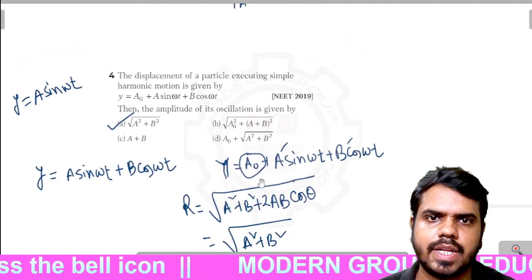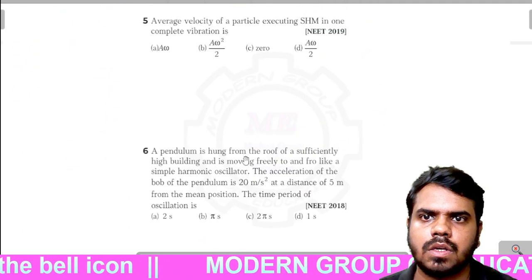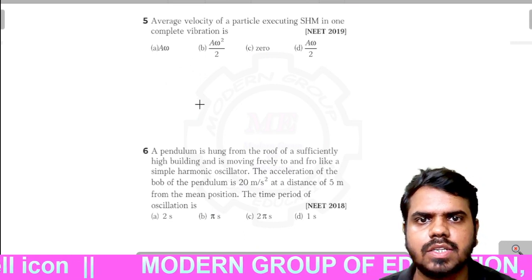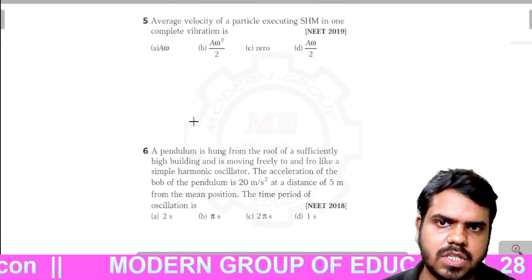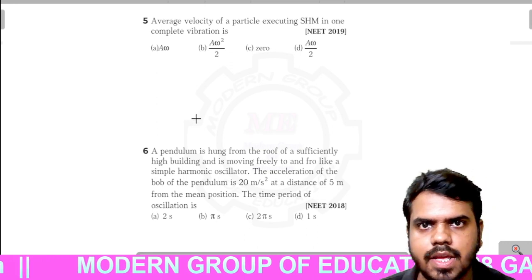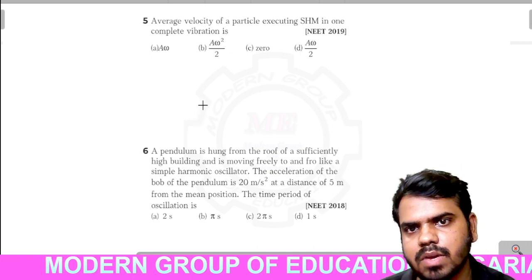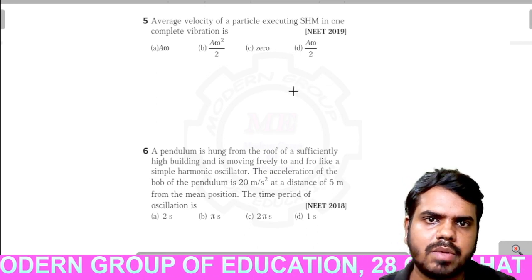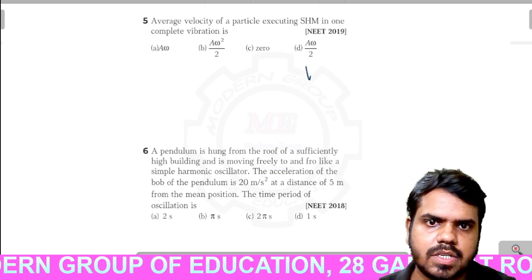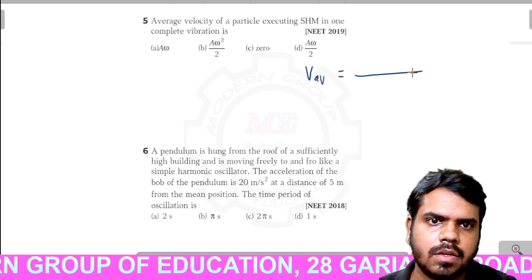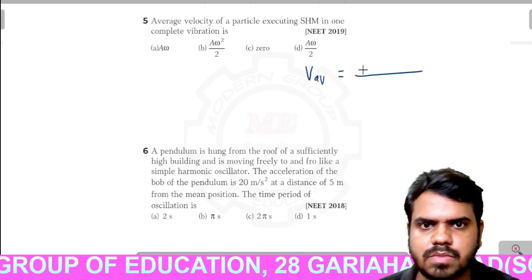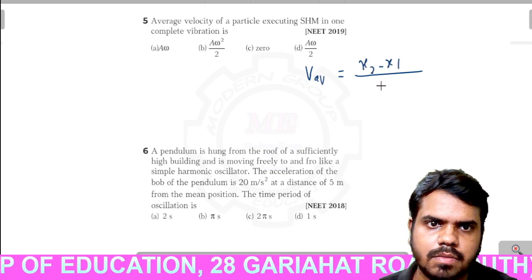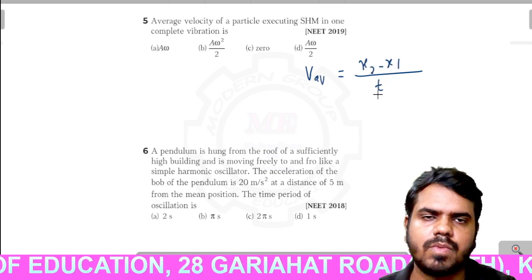Okay, coming to the next page. Now in question number 5, the average velocity of a particle executing SHM in one complete vibration. In one complete vibration, the average velocity is equal to the displacement divided by time. Clear? x2 minus x1 by time t2 minus t1.